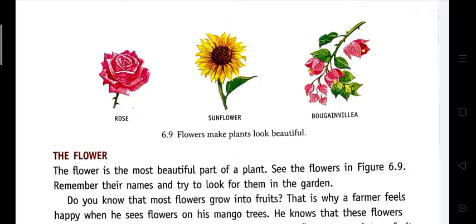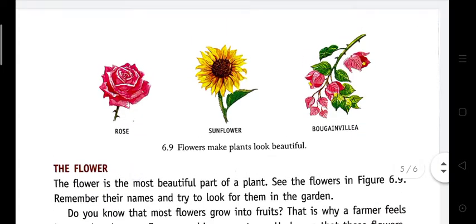Next part is the flower. This is the most beautiful and important part of the plant. You can see many flowers around you, and most of the flowers grow into fruits. That's why the farmers are happy when any tree contains flowers, because after the flower the fruit comes on the tree.